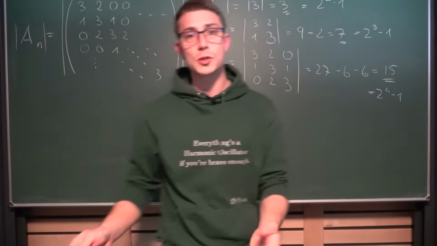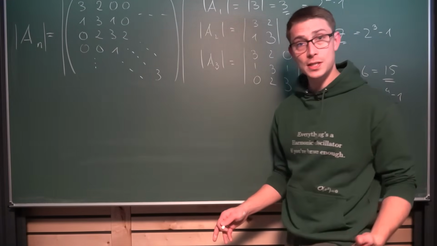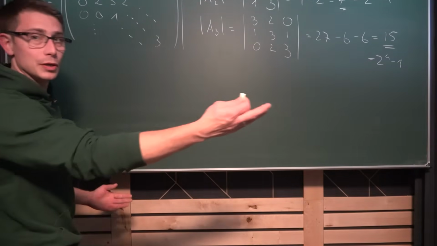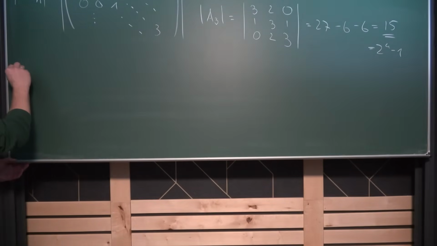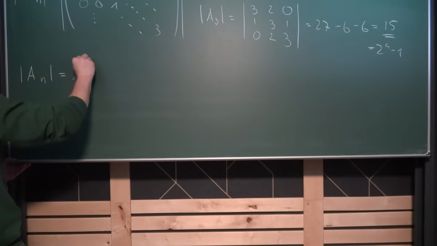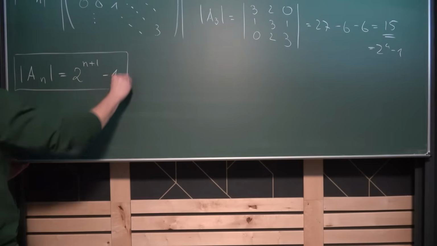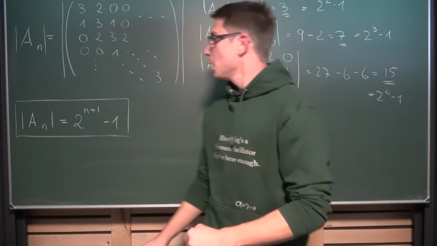And this we are going to suppose. This right here is going to be our induction hypothesis. We are going to suppose that for all n out of the natural numbers, right before n plus 1, it holds that the determinant of A_n is equal to 2 to the n plus 1 minus 1. Induction hypothesis and also base case. We have a few base cases.